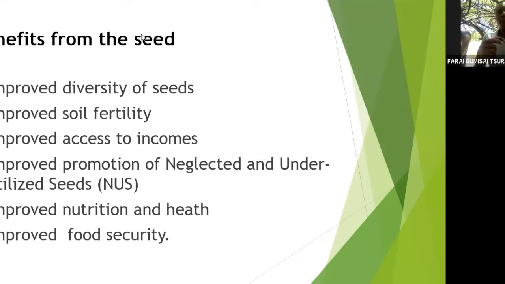Then there is also improved access to incomes. How? When farmers come together, they have a platform where they sell and exchange seed. We also have some farmers who are now specializing in seed production. As I've said earlier, a farmer might specialize in bean seed production and grow that seed in quantities. Other farmers or buyers who want the seed can always be referred to that farmer. And that is income generation.